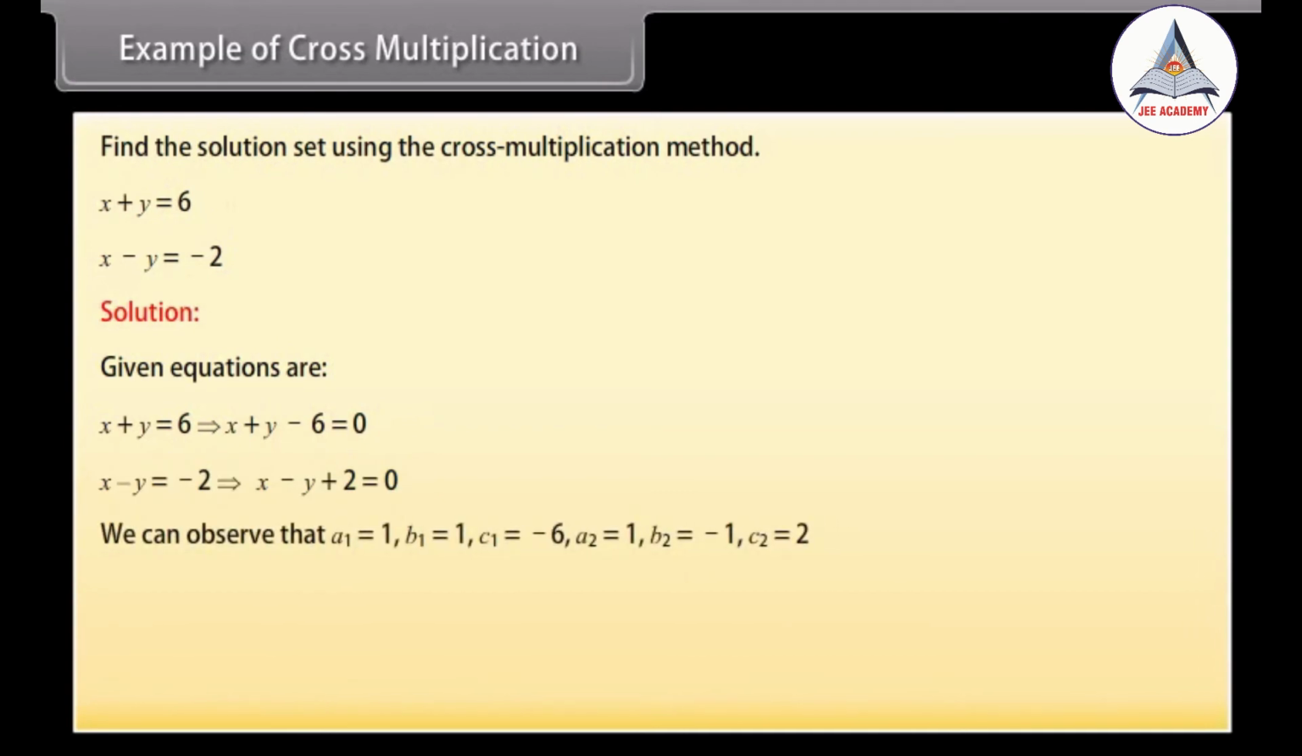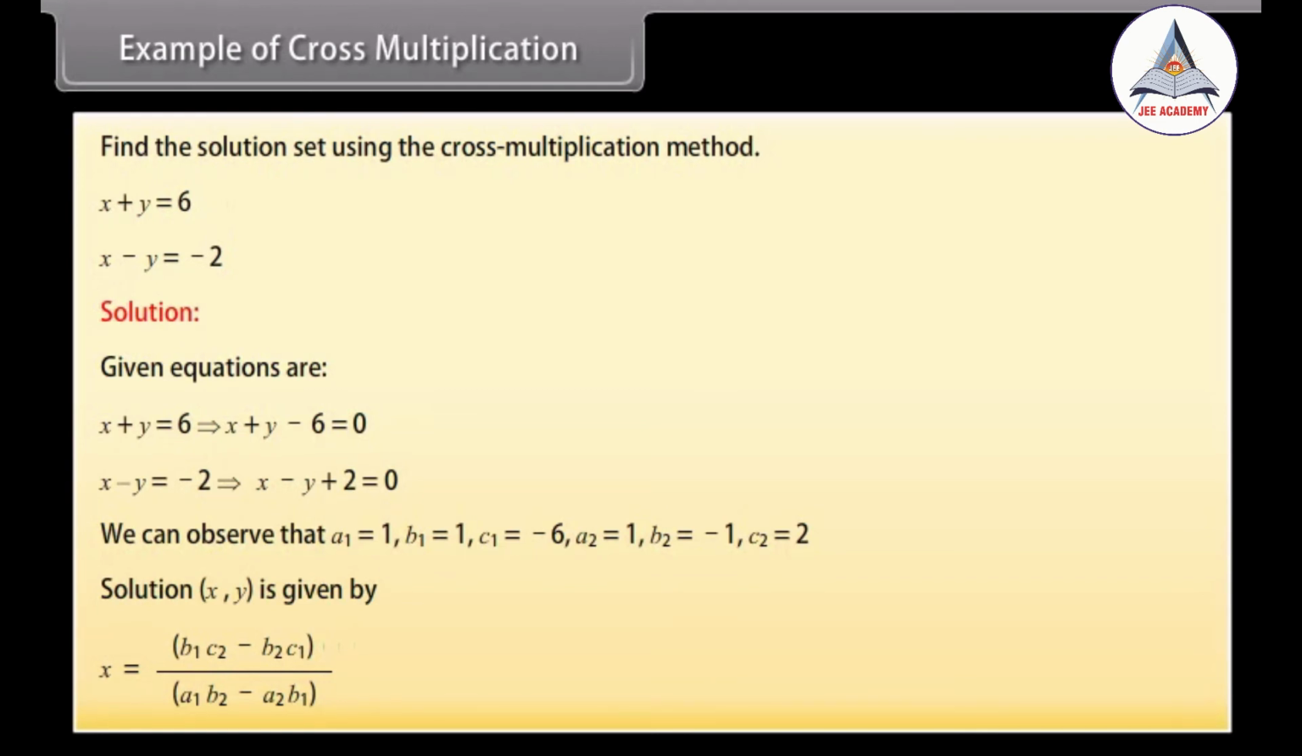We can observe that a1 is equal to 1, b1 is equal to 1, c1 is equal to -6, a2 is equal to 1, b2 is equal to -1, c2 is equal to 2. The solution x is given by x is equal to (b1 c2 - b2 c1) upon (a1 b2 - a2 b1).